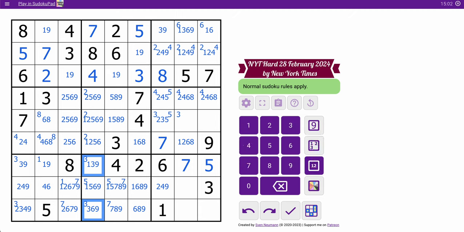Limited 3 to 1 of these two. We knew that. Oh, column 9 is interesting. 3, 5, 7, 9 are placed, so 1 is the only odd digit left.